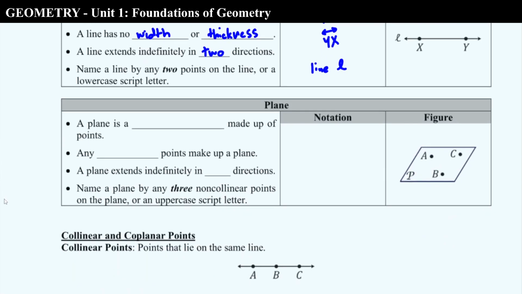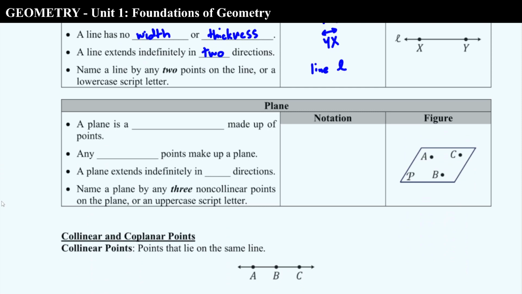All right, and now the third thing that we want to talk about, let's go to another dimension up and talk about planes. A plane is a flat surface, and it is made up of points. Any 3 points make up a plane. A plane extends indefinitely in all directions. You can name a plane by any 3 non-collinear points on the plane or an uppercase script letter.